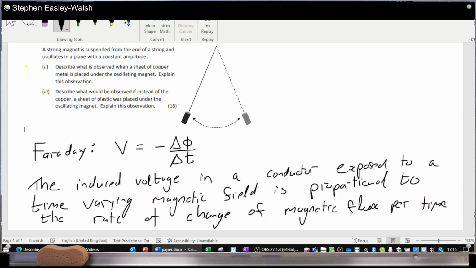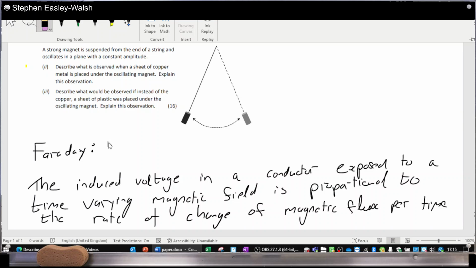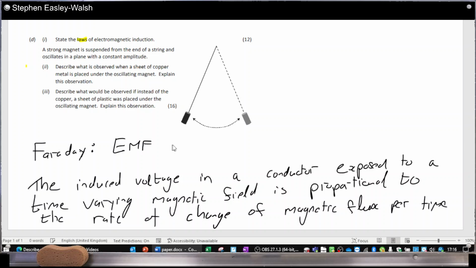So just to fix that formula up as a proportional formula, the induced voltage, perhaps EMF would be more appropriate to call it, is proportional to the change in flux per second.